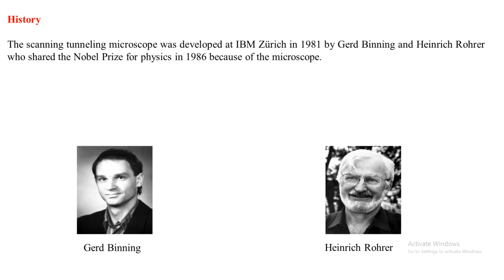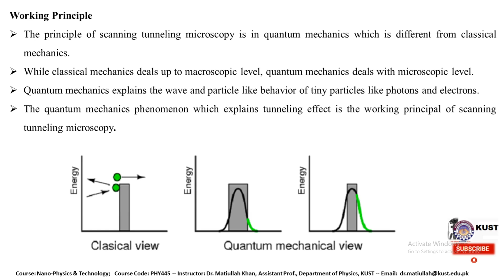So what is the history of scanning tunneling microscope and why has it been introduced? Behind the development of scanning tunneling microscope, there are two famous names who got the Nobel Prize in 1986. The first one is Binnig and the second one is Rohrer. In 1981 they developed the scanning tunneling microscope at IBM Zurich, and further in 1986 they were awarded the Nobel Prize for Physics for these achievements.